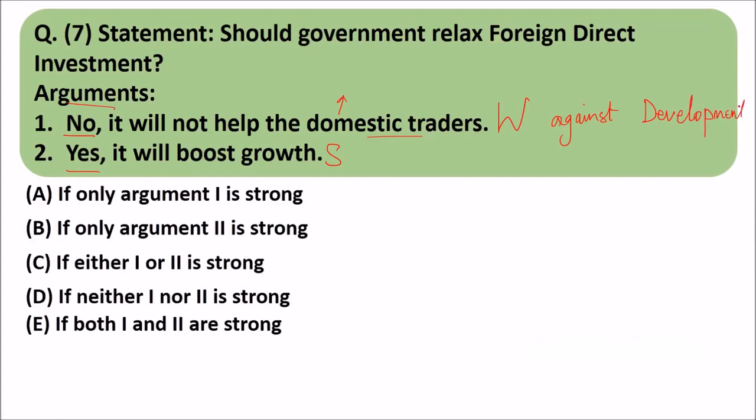We cannot remain isolated in this world. We have to interact with other nations, and to be better than other nations, we should allow other people's technology, foreign currency to come into India to a limited extent, right? So this is a very weak argument, this is strong, so the answer is B. Only argument 2 is strong.